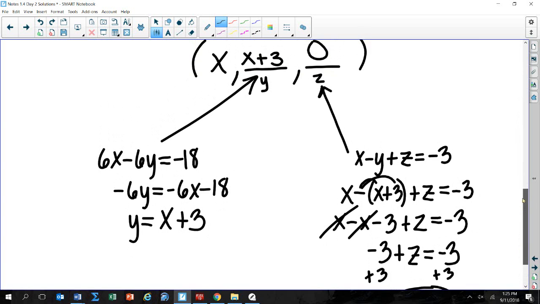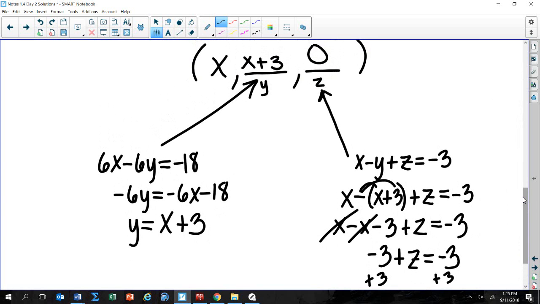Now, what does this mean? Well, there's an infinite amount of solutions. So someone give me an x value. 4. If x is 4, then what's my solution? 4, 7, 0. That's the solution of that system. Someone give me a different x value.